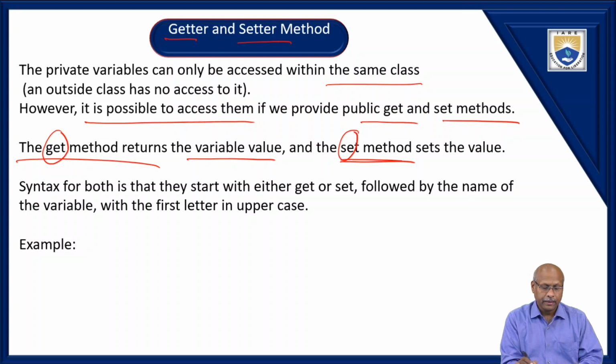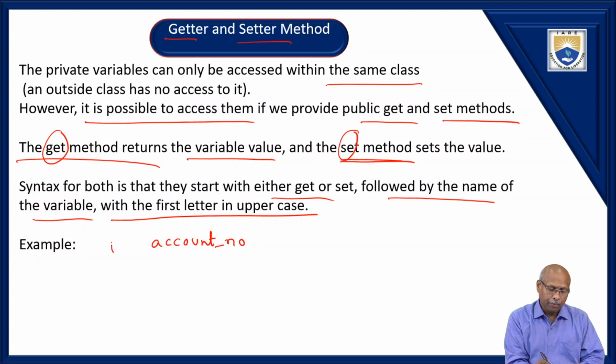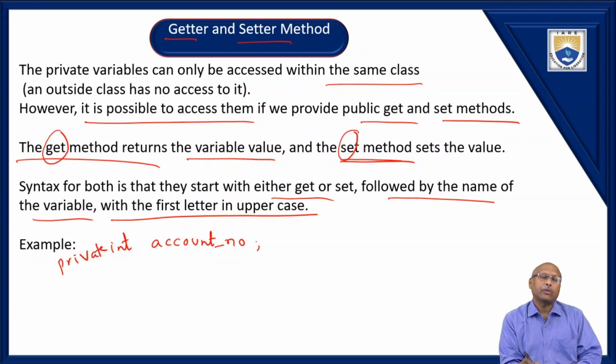They are the 2 important methods you have to write in a class if you want to access the private data. The syntax for both is that they start with either get or set followed by the name of the variable with the first letter in uppercase. For example, my variable is account number. My account number should be very private. It should not be known. Assume integer type. So I keep it private: private int accountNumber. When I write this, automatically my account number is a private variable.